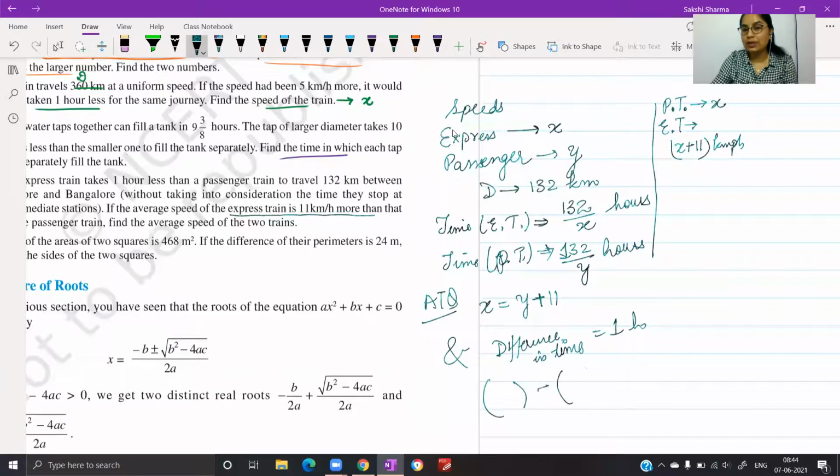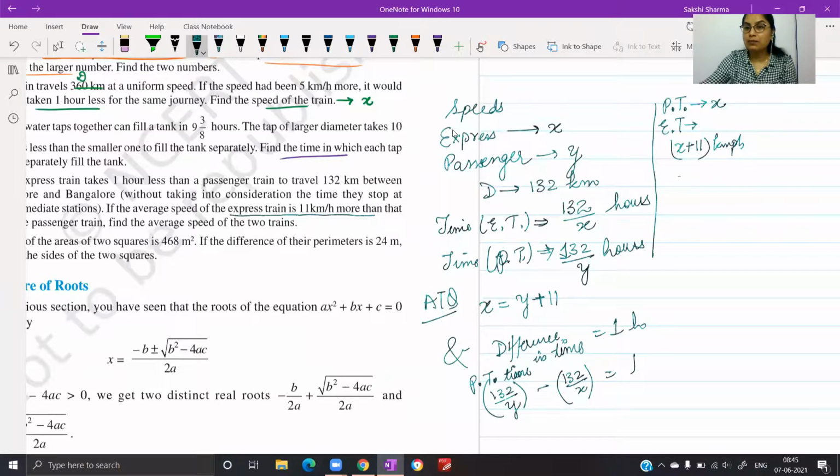तो आप वो कैसे लिखोगे? पहले किसका टाइम आएगा? पैसेंजर ट्रेन का टाइम आएगा कि एक्सप्रेस ट्रेन का टाइम आएगा? Ma'am, express train. Are you sure? Ma'am, passenger train. Ma'am, पहले because the speed is less. पैसेंजर ट्रेन का जो टाइम है वो पहले आएगा, वो ज्यादा टाइम लेगी बिकॉज उसकी स्पीड कम है. So you will have 132 over y minus 132 over x.